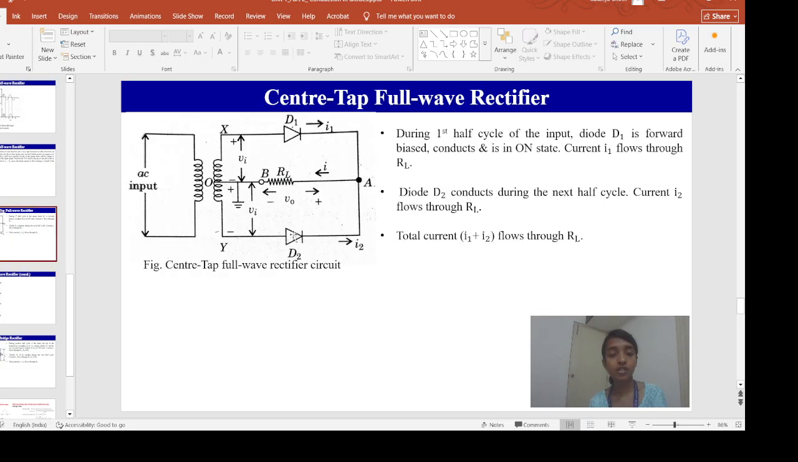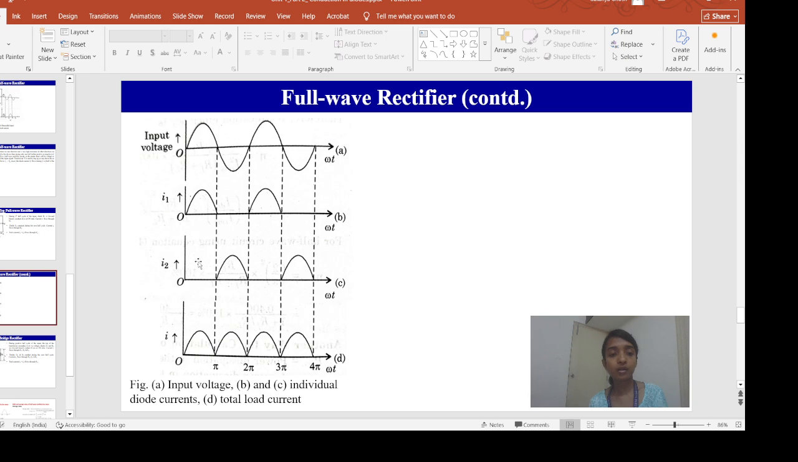Now for the negative half cycle of the input signal, what is happening? D1 is off, D2 is on. So this I2 current I am getting when D2 is on for the negative half cycle of the input signal. So if we sum this I1 plus I2, we will get these full cycles. That means for both the half cycles of the input signal, I will get the output.